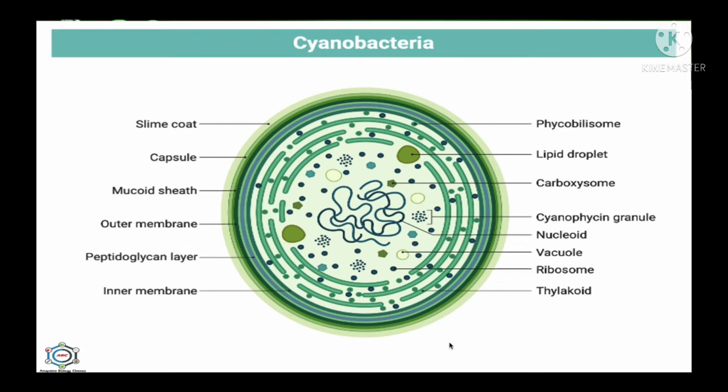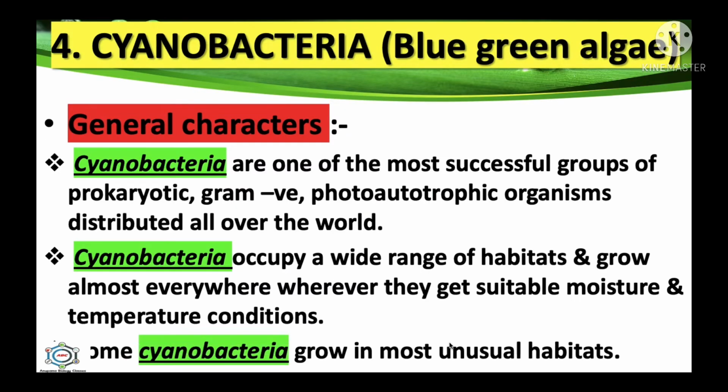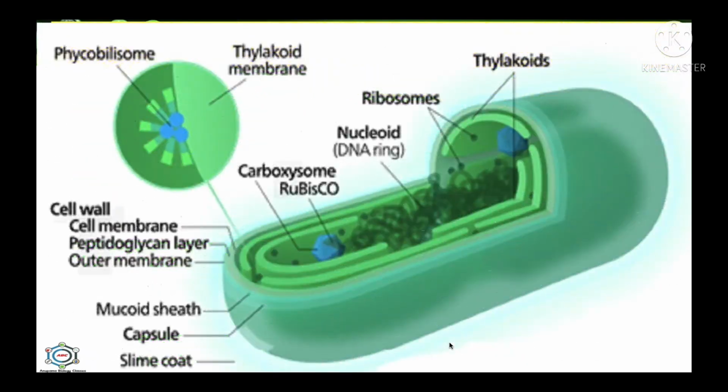A few species occur as endophytes or endozoic. Some cyanobacteria grow in most unusual habitats. A few species grow in hot water springs having a temperature range of 70 to 75 degrees centigrade, like Phormidium, Mastigocladus, etc. Others grow at very low temperatures in the polar regions, like Nostoc, Schizothrix, Microcoleus, etc.